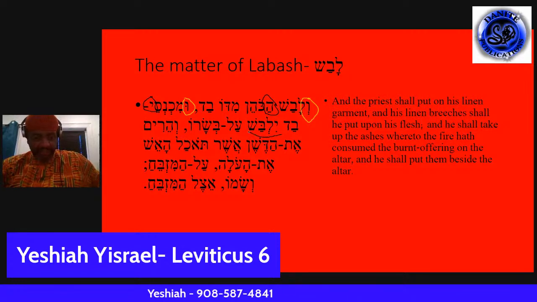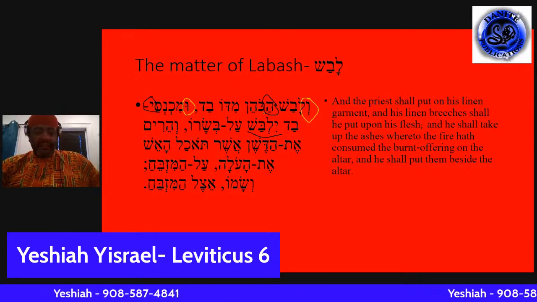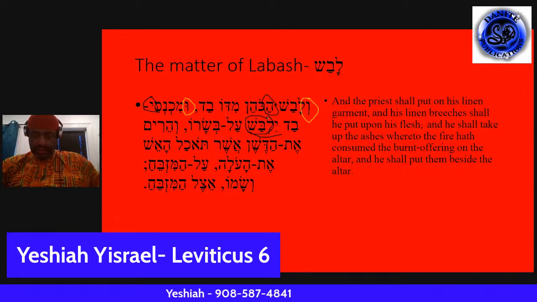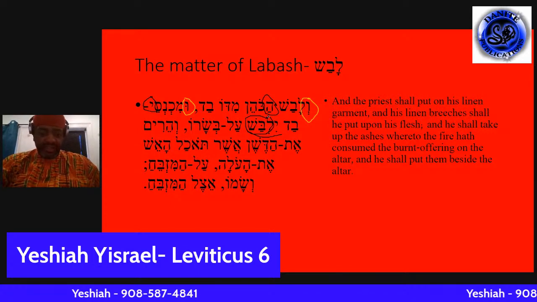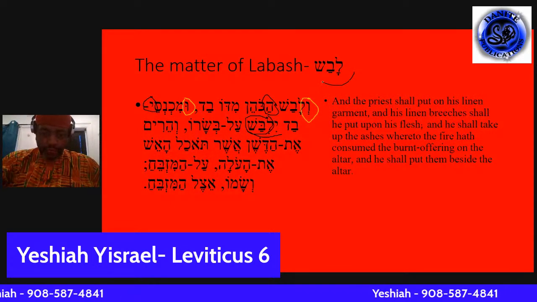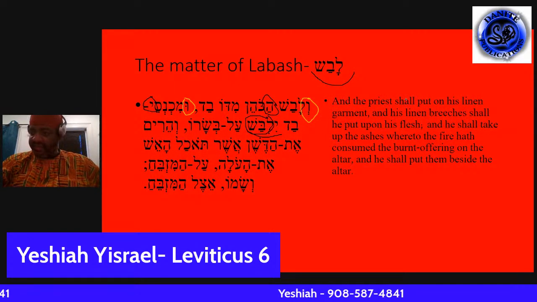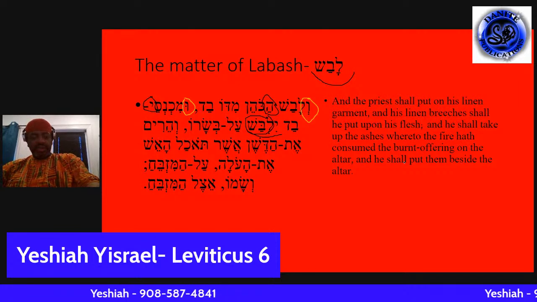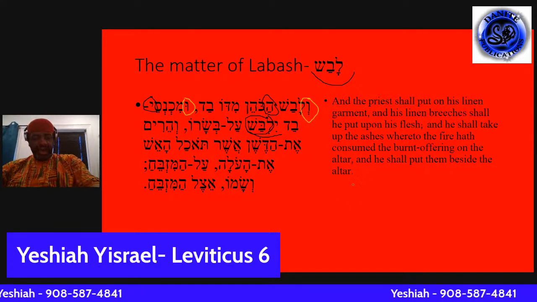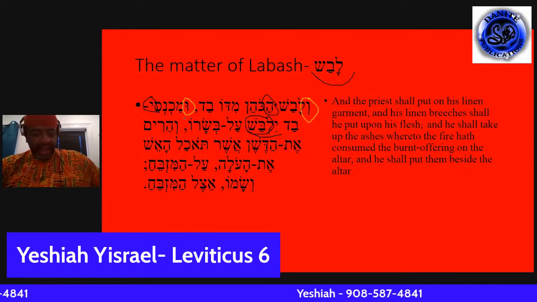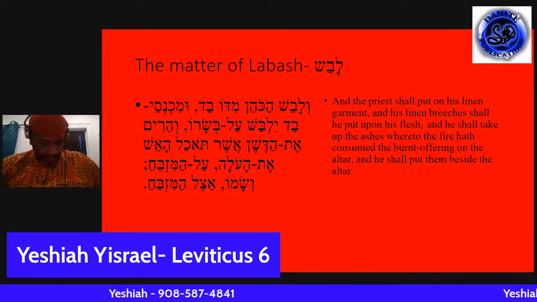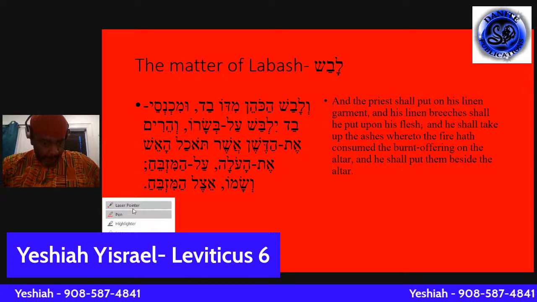Yilbash al besaro. We want to emphasize this word. The word yilbash we see here has the lamed, the bet, and the shin. It is the same word root that we see in this particular case. He will wear, he will put on, al besaro. Now, let us erase this and show something with more clarity.